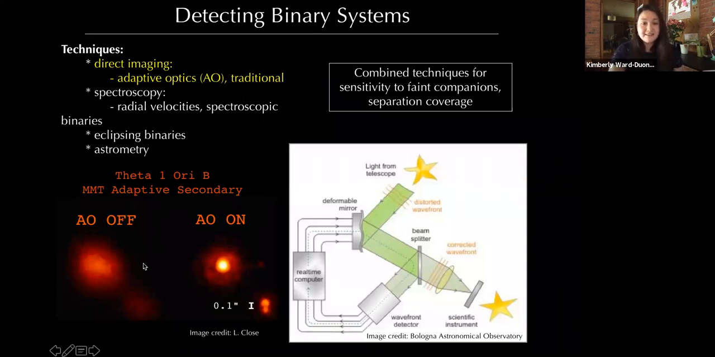And you can see the dramatic effect of that in terms of binary studies down here on the left, where if your adaptive optics system is off, you may see 2 blobs, you could argue. You turn it on and your image resolution increases significantly, and you can see that this is actually an unresolved pair, and there's actually a much fainter companion that would have been totally invisible without AO.